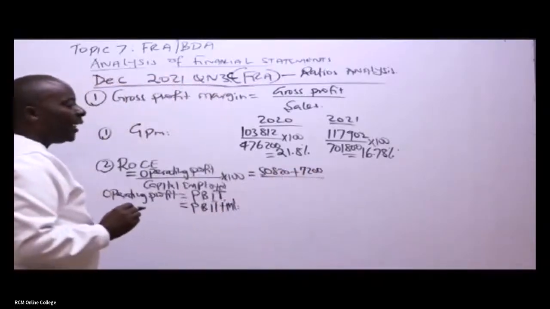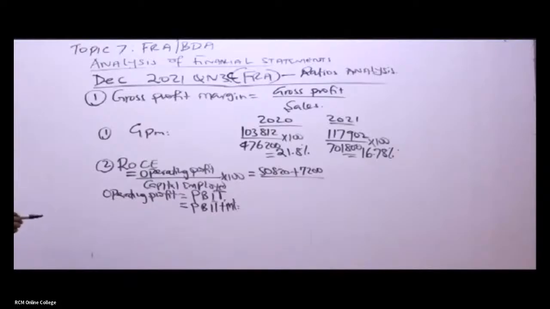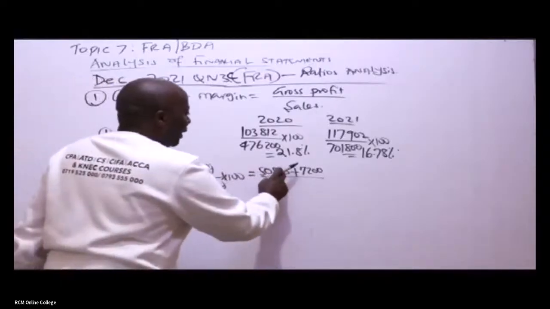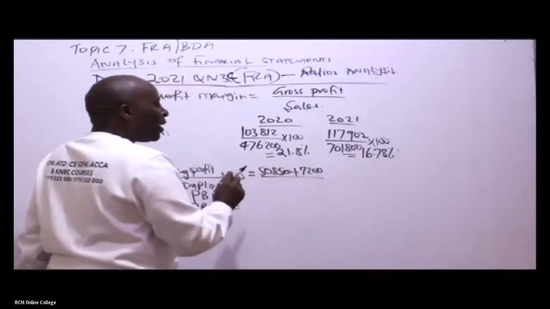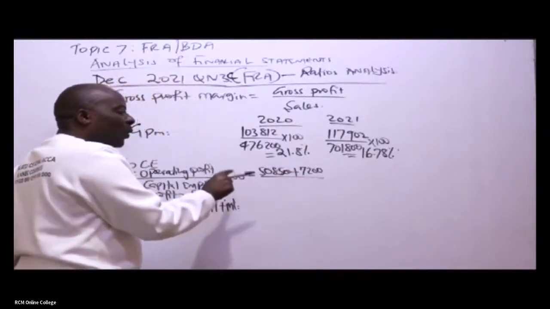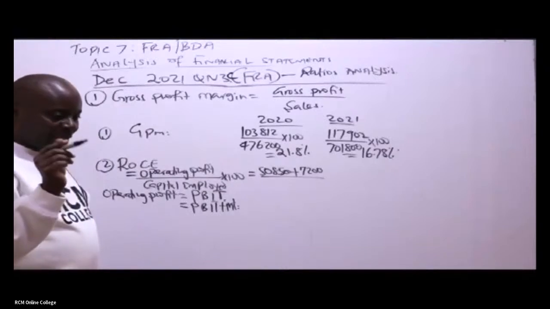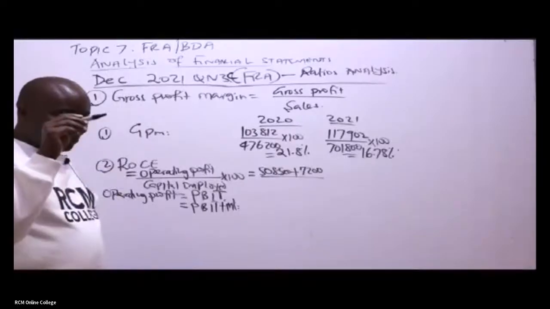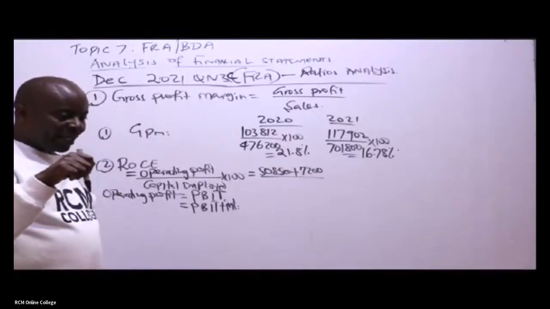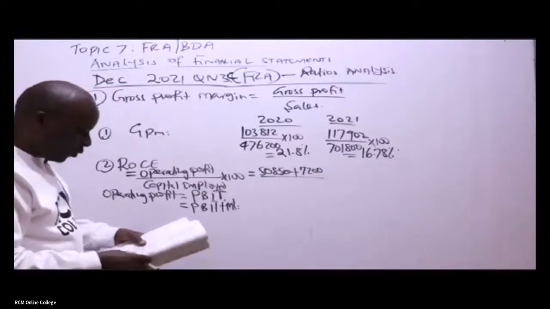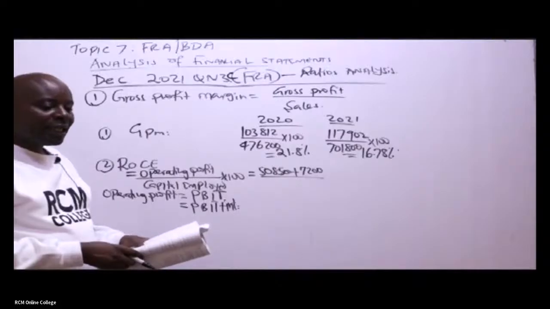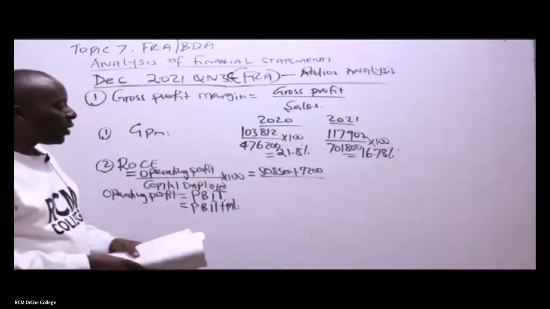Whatever I get, I divide this by the capital employed. 50,850. Thank you very much. But up to here, with this reasoning, are we really together? Because the examiner will always try to play around with your mind. He has given you profit before tax, and they want it to be profit before interest and tax.